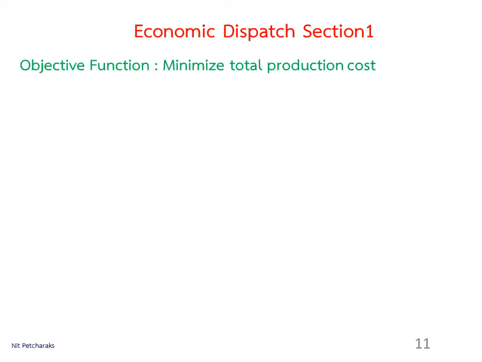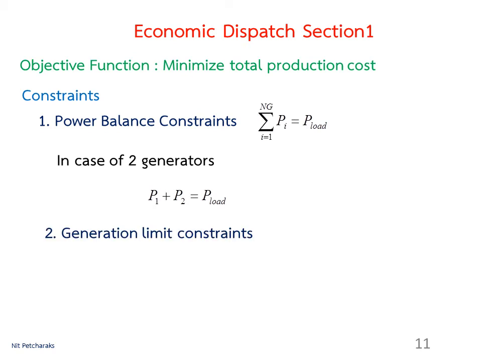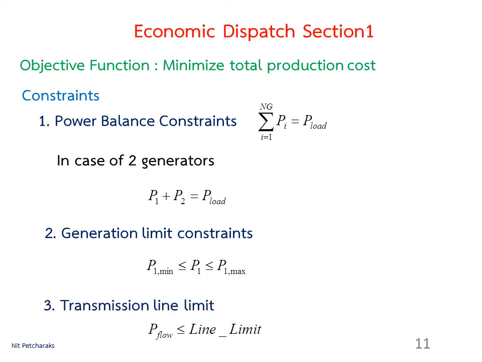We perform economic dispatch with the objective function, minimize total production cost, while satisfying power balance constraint. At any time, power supply must equal load demand. In case of two generators, P1 plus P2 should equal load demand, and power from each generator must be within the generation limit, lower limit and upper limit, and transmission line constraint should be taken into consideration.